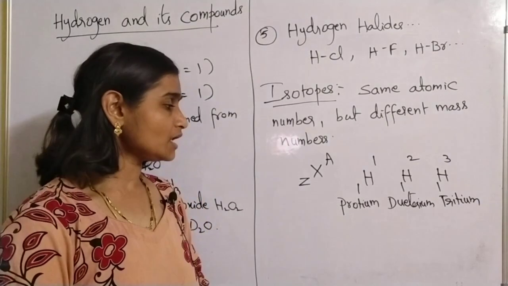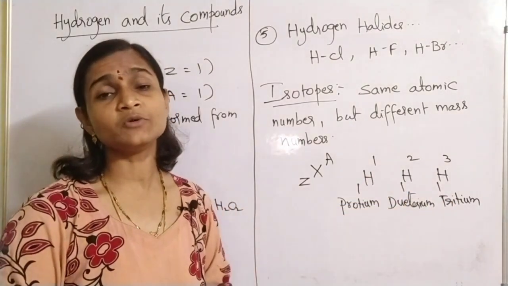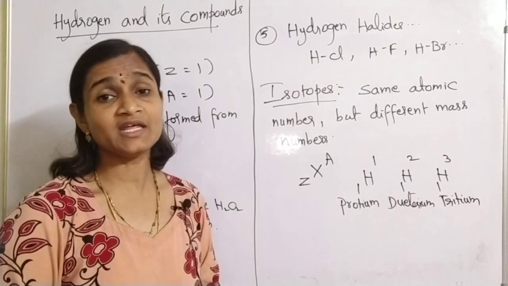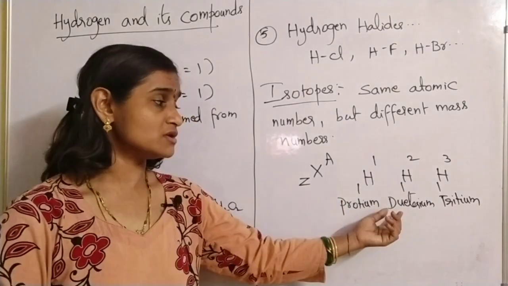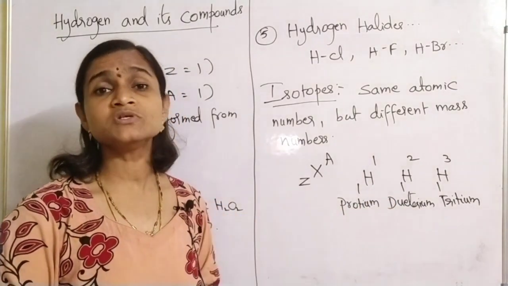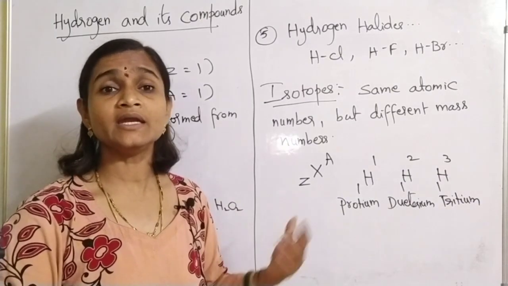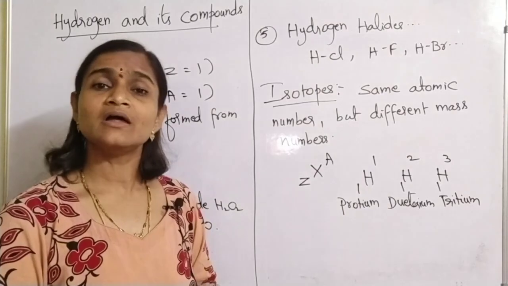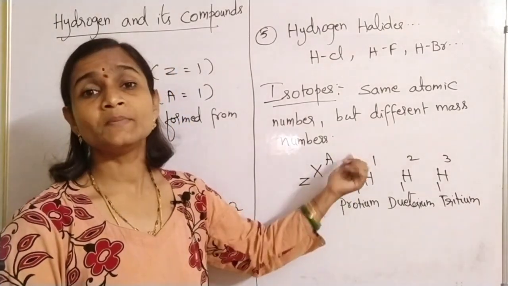Among these three isotopes, tritium is considered the radioactive isotope of hydrogen. Deuterium almost exhibits the properties of normal hydrogen, and its chemical properties are also similar to those of normal hydrogen. So 1H1 represents protium.